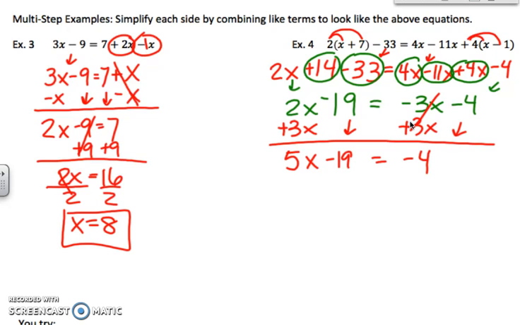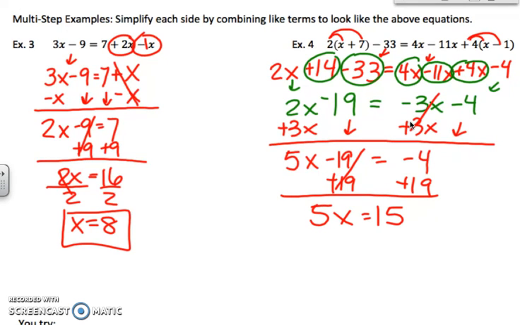Now I have a two-step problem. I'm going to plus 19. 5x is going to equal 15. My last step is to divide by 5. So x is going to equal 3. Okay? I know that is hard and difficult and challenging, but if you just take your time and follow the steps, I know you guys can do it.